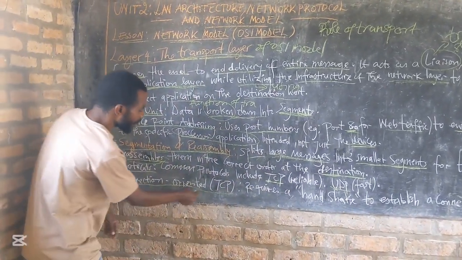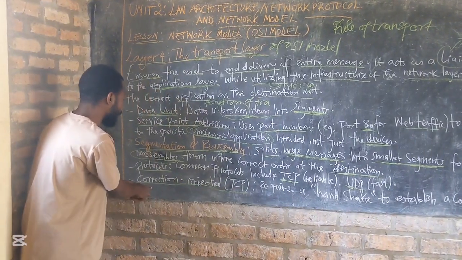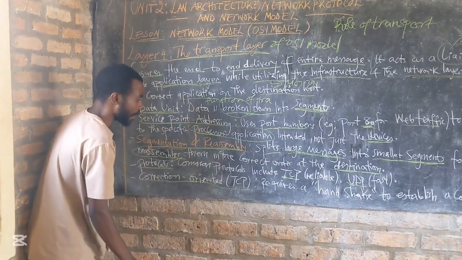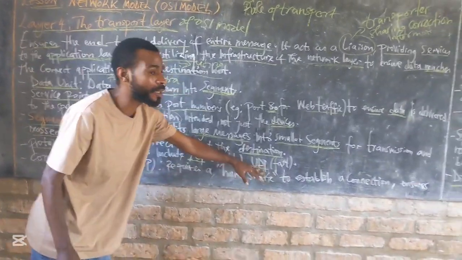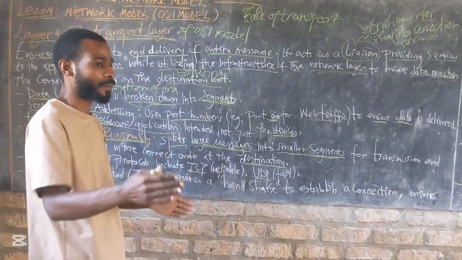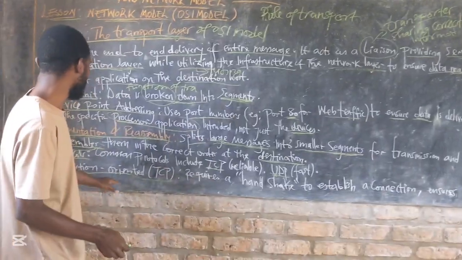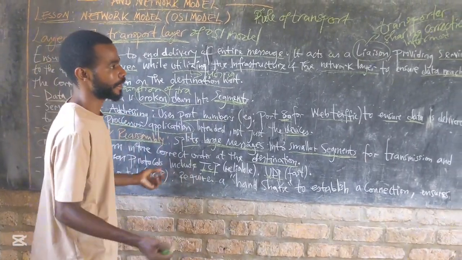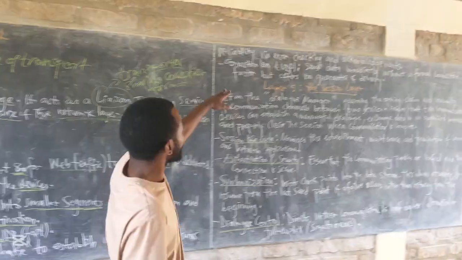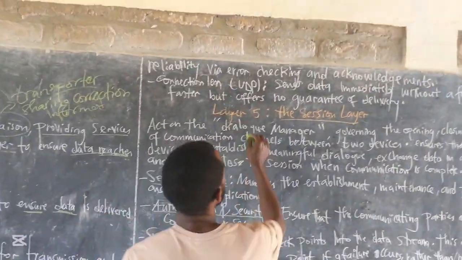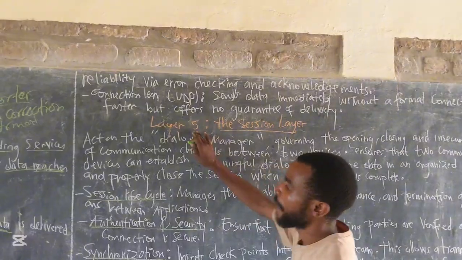When we are using TCP, it means we are going to make a connection-oriented communication. When we use UDP, we need fast delivery, but we do not need connection orientation. It is connectionless. Are you getting it? Yes. Now we are ending layer 4.